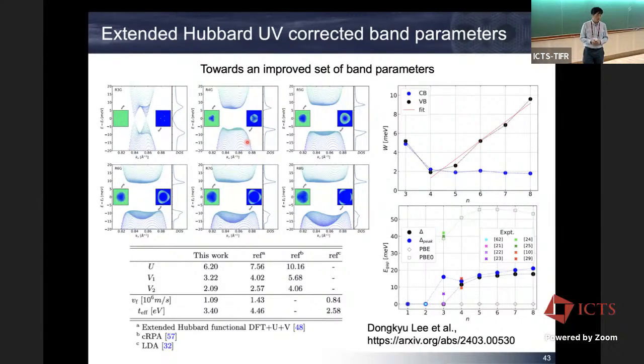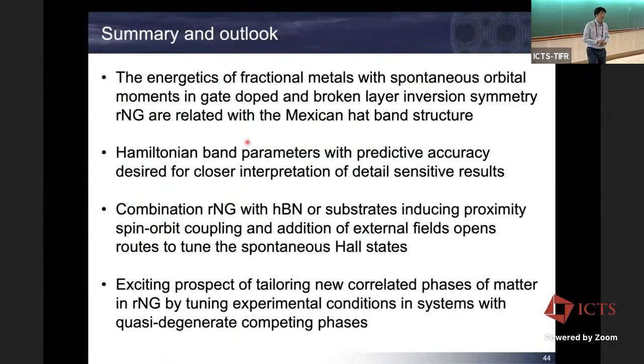Okay, and with this, I think I was too concerned about the delays in the previous talk. I think I went a little too fast. And so these are the conclusions of my presentation.